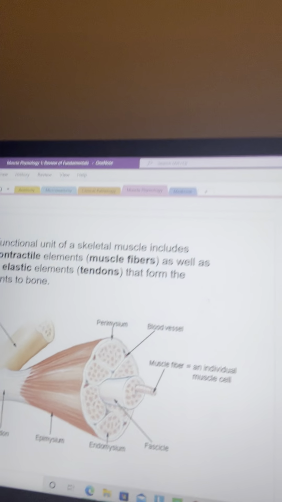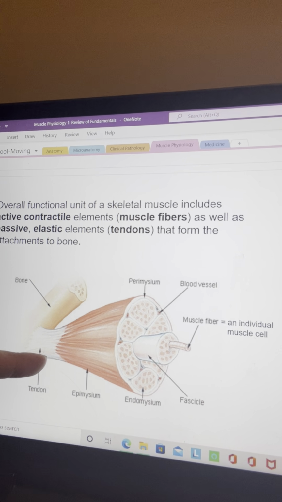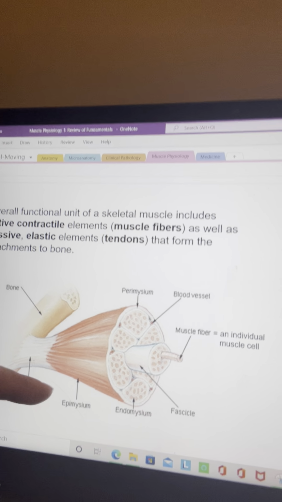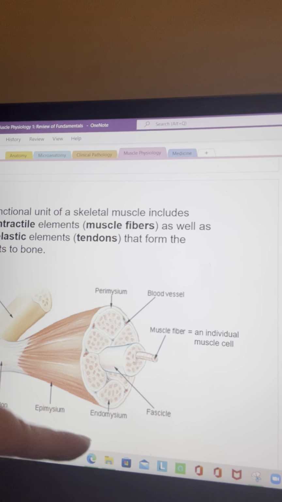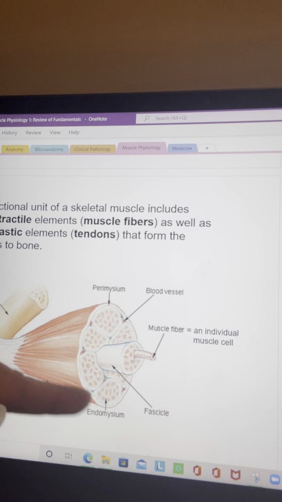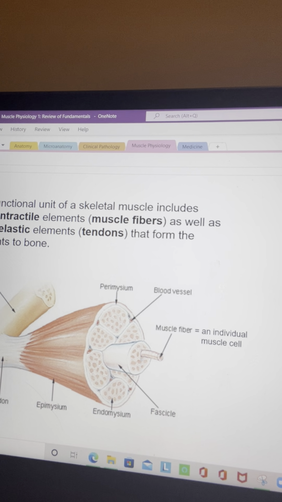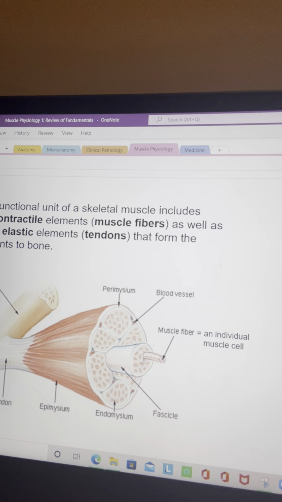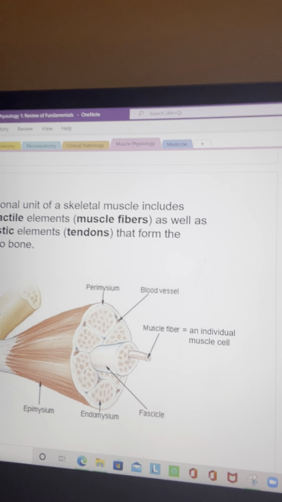So here's basically what it looks like. Here we have a bone, and here's our tendon. The outside is the epimysium, and then around we have a perimysium, and then these enclosed little circle things, we have our endomysium and our fascicle, and then these include a muscle fiber, which is an individual muscle cell.